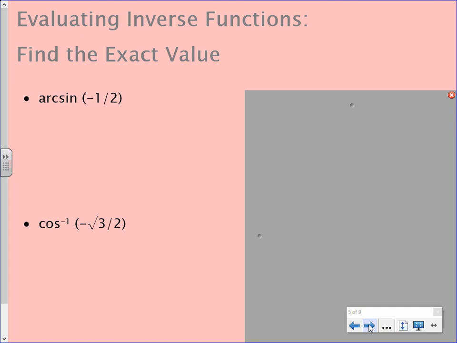Okay, and arcsine of negative 1/2. First of all, where is the sine ratio 1/2? Pi over 6. Since it's negative 1/2, we have to call the angle negative pi over 6.